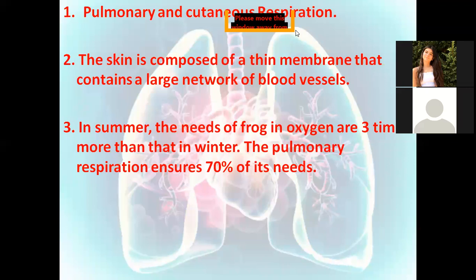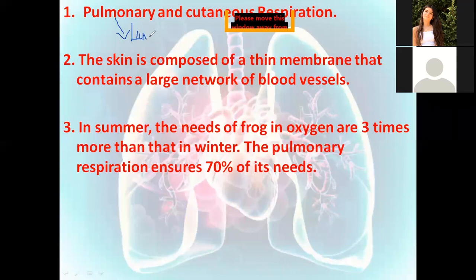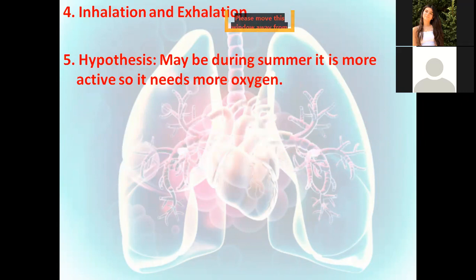So pulmonary and cutaneous respiration here. In pulmonary, what is the organ used? It's the lungs. While in the cutaneous, we have the skin. The skin is composed of a thin membrane containing a large network of blood vessels, and this allows the exchange. How does the respiration vary? What is the meaning of vary? It changes. So the need of oxygen is 3 times more in summer than in winter, while pulmonary respiration gives about 70%. Whenever they say pick out, you don't have to write the whole text. You have to write specific notes from the text. And inhalation and exhalation are the respiratory movements.